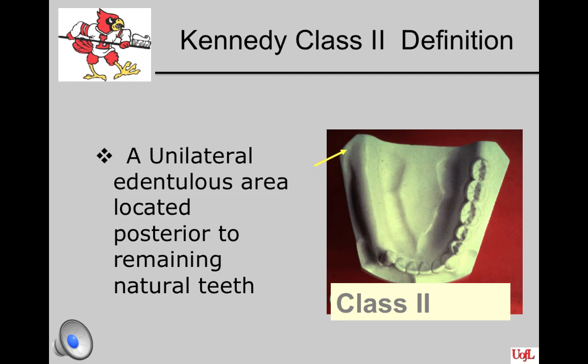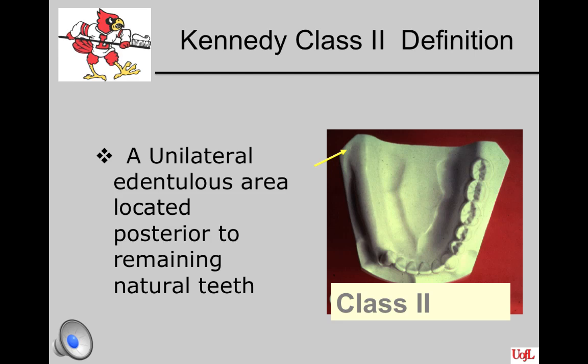I always thought, what in the heck is Kennedy thinking? Why didn't he give Kennedy Class 1 one edentulous area and give the Kennedy Class 2 the 2 edentulous areas? It would be easier for people to remember. But now I have to remember it because Kennedy was a little bit backwards. I think, what was he doing? Sleeping like most of the students listening to my lectures, or what?